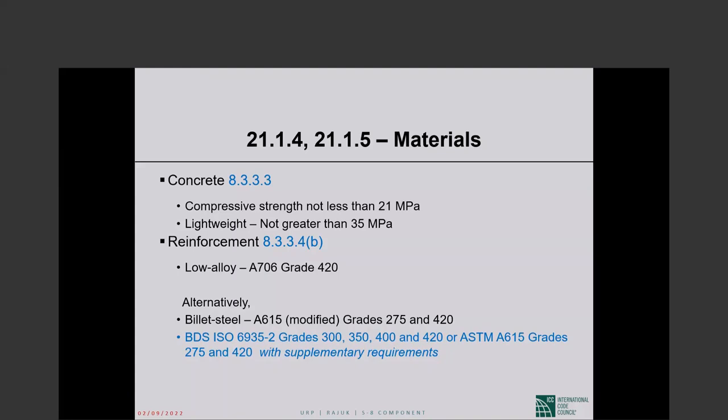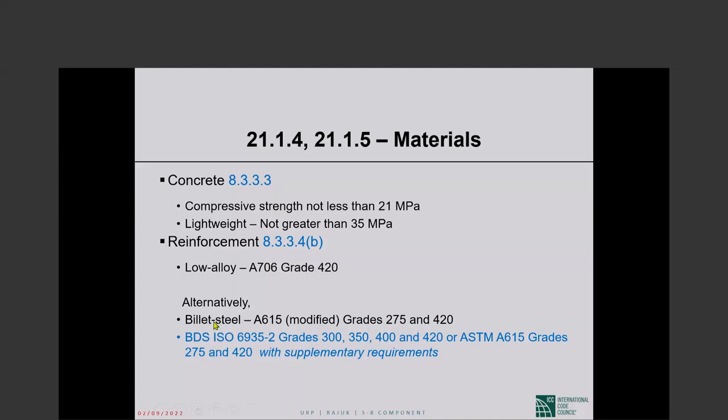Instead of A706 reinforcement, you may use normal billet steel A615, 40 KSI or 60 KSI. 40 KSI has become pretty unavailable anyway. And in Bangladesh, most of the reinforcement, as we discussed the very first day, is BDS ISO 6935-2. Part 1 is plain, part 2 is deformed bars. Grades 300, 350, 400, 420, or ASTM A615 grade 275.